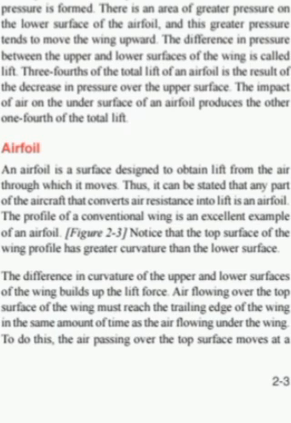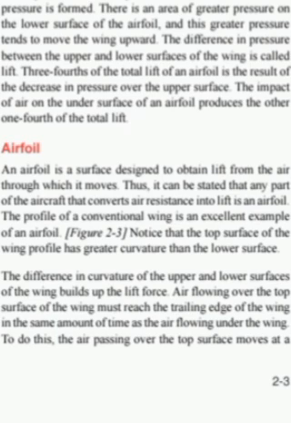An airfoil is a surface designed to obtain lift from the air through which it moves. Thus, it can be stated that any part of the aircraft that converts air resistance into lift is an airfoil. The profile of a conventional wing is an excellent example of an airfoil. Notice that the top surface of the wing profile has a greater curvature than the lower surface. The difference in curvature of the upper and lower surfaces of the wing builds the lift force.